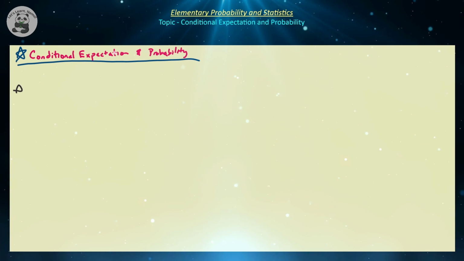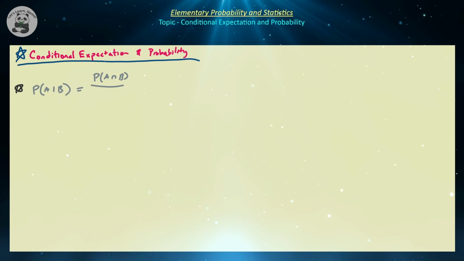So, a couple things that you definitely should know before diving into conditional expectation are the following two basic principles that you probably already know. The first is that the probability of A, assuming B has already occurred, can be represented as the probability of both A and B happening simultaneously divided by the probability of B. Some people will refer to this rule as Bayes' rule.